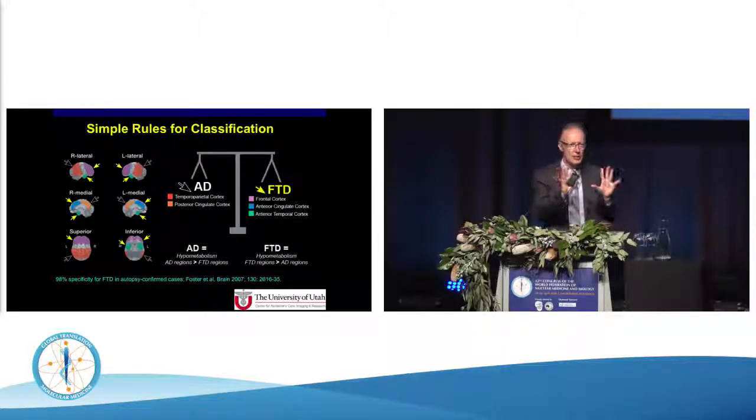I'm looking at my Neurostat or other quantitative display. Is more of the activity posterior or is more of it anterior? And that's the way you go with your diagnosis. And they claimed 98% specificity in autopsy-confirmed cases. Sounds too good to be true to me, but it's a handy little rule to use when you've got those questionable cases.